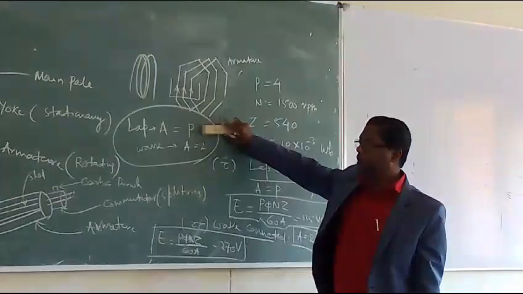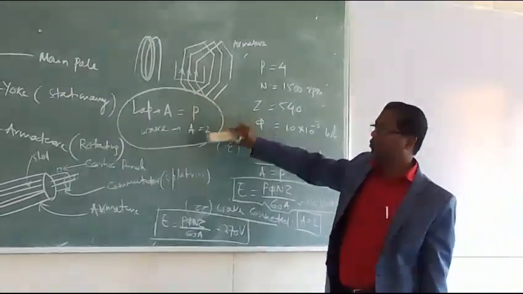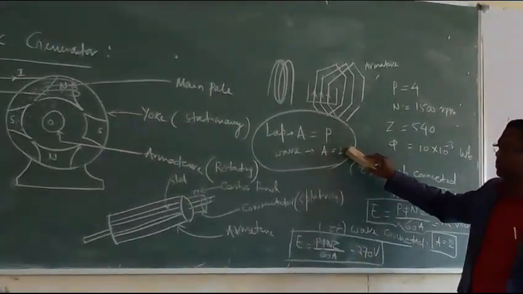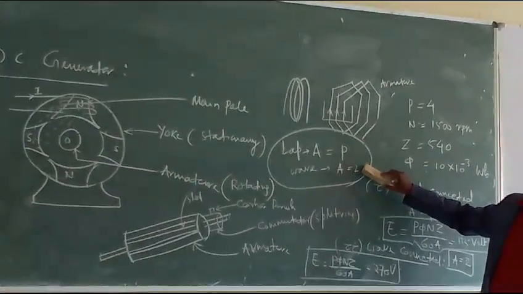And whenever we repair a high voltage, low current machine, we have to prefer a wave wound armature, accordingly.